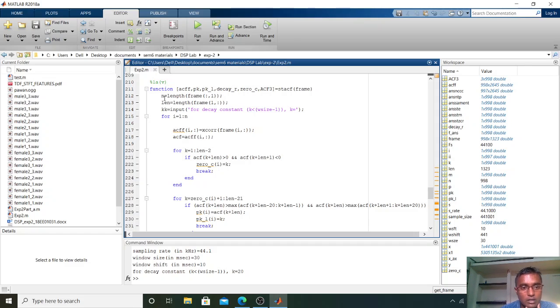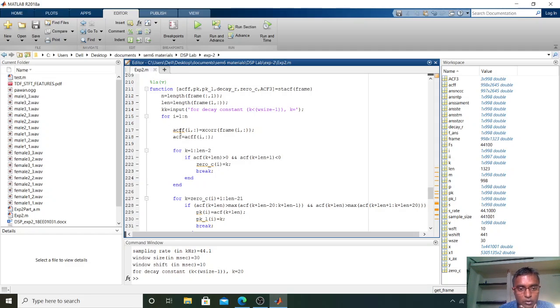So first of all, I am getting n is equal to length, meaning how many frames are there. Then, what is the length of one frame? This one is the length. Then I am taking a kk input, because for finding the decay constant we need a k, for which I have to calculate E1 and E total. So I am taking that from the user and storing it in kk.